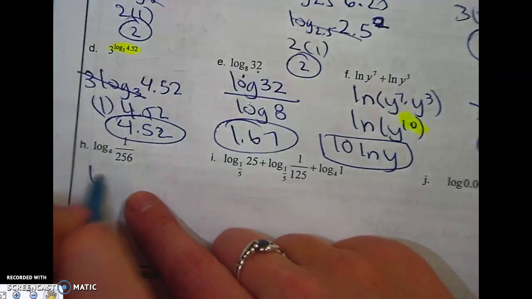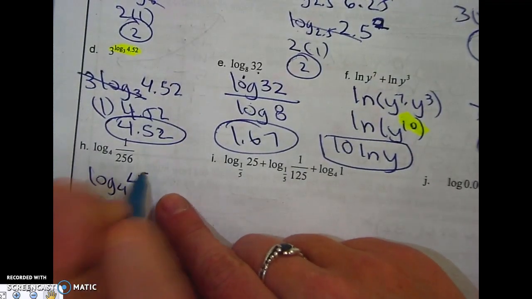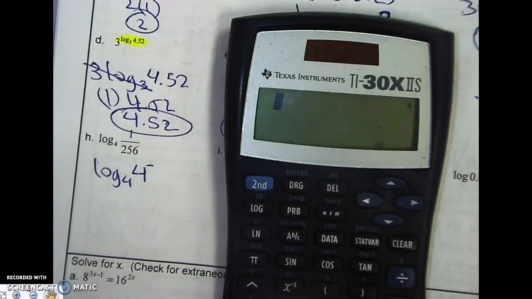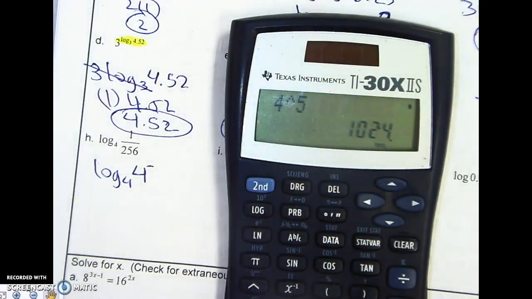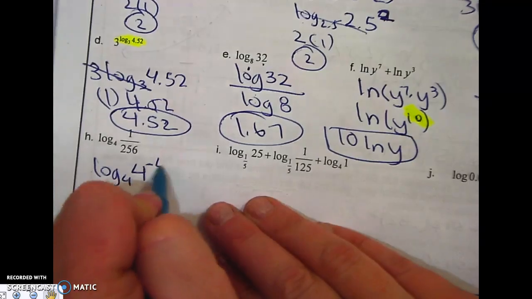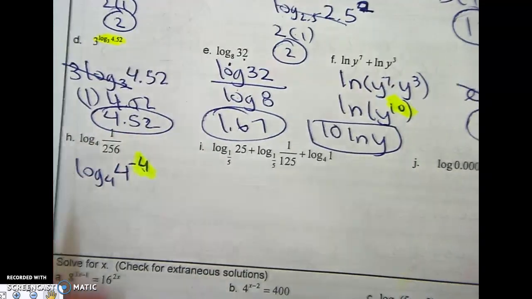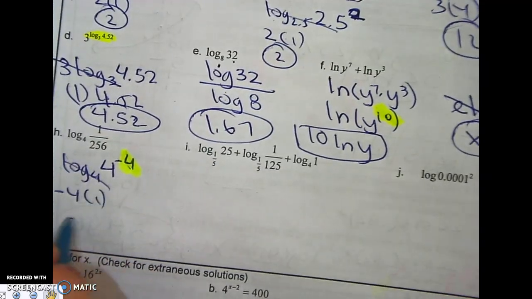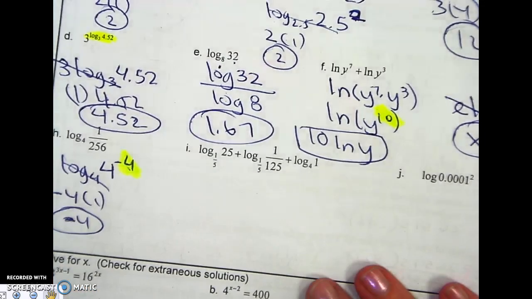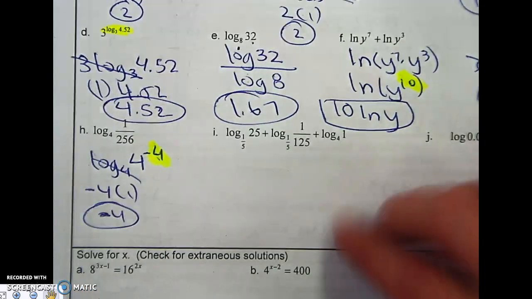Okay. Log 4, I know that's 4 and it's negative, so now I'm going to go 4 to the 5th is what I think it is. I'm wrong. 4 to the 4th, and there's my 256. Little turns big, and there's my negative 4. Let's try the next one.